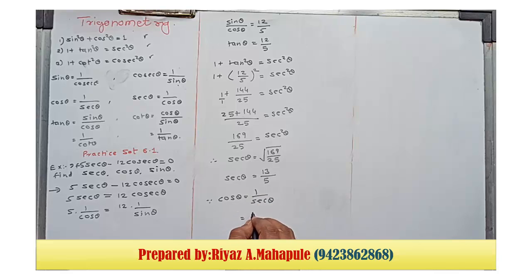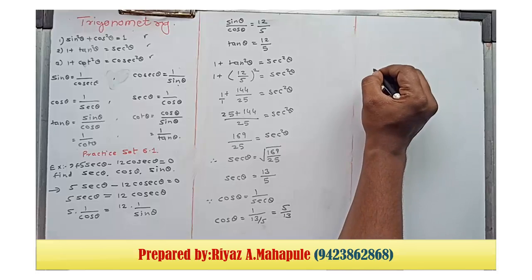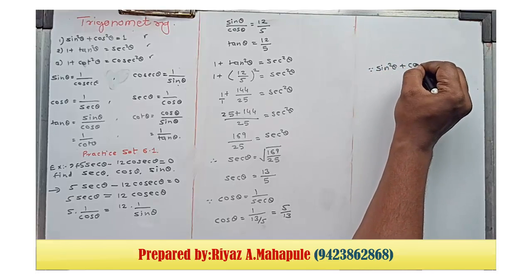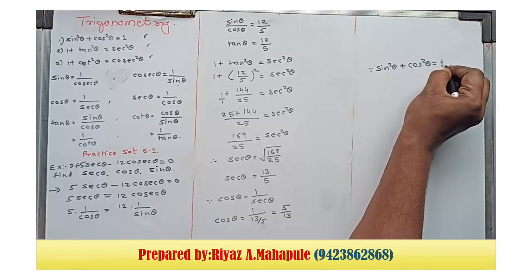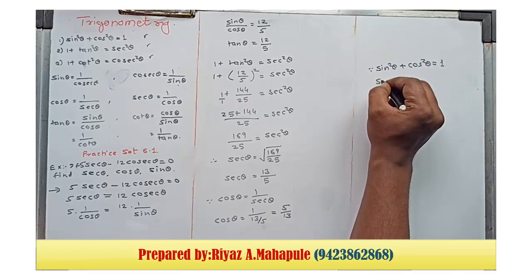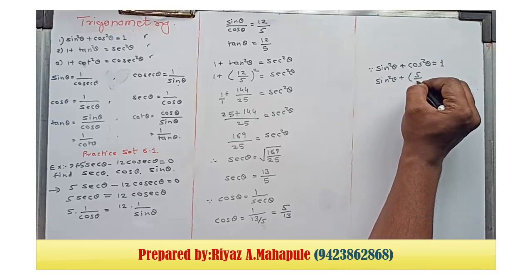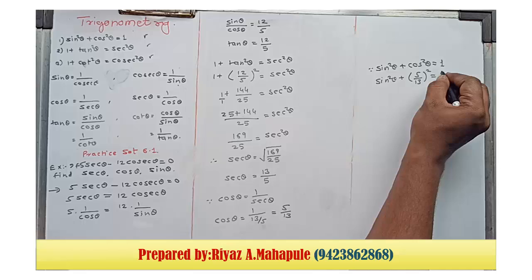Okay, that is equal to 1 upon 13 upon 5, and 1 upon 13 upon 5 is nothing but 5 upon 13. This is the value for cos theta. Now from that cos theta we find sin theta by using this identity, sin square theta plus cos square theta is equal to 1. So in that, sin square theta as it is plus the value for cos theta, 5 upon 13 bracket square, is equal to 1.